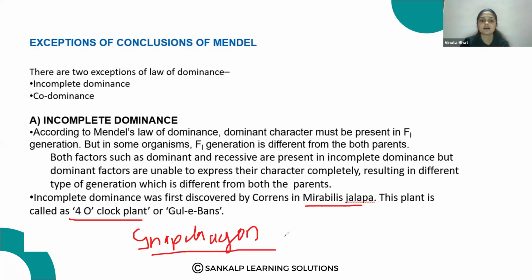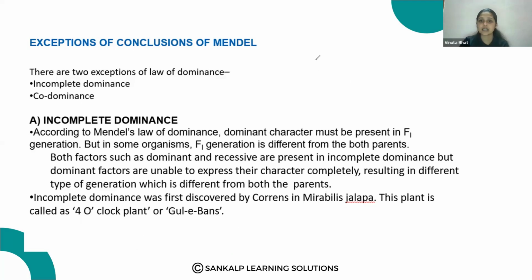Consider this snapdragon plant as an example because it is given in the NCERT textbook. Let's study incomplete dominance using the snapdragon plant. So you know the meaning of incomplete dominance. Incomplete dominance means the dominant gene is not able to dominate over the recessive, and which produces an intermediate plant that is not similar to either of the parental generation. Okay, so that is called incomplete dominance.